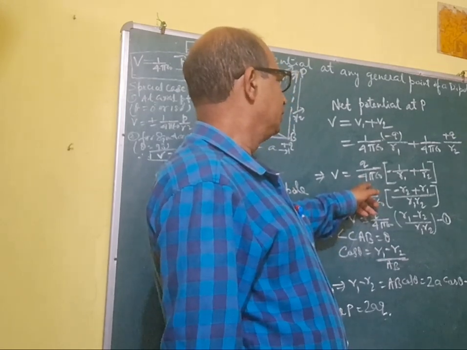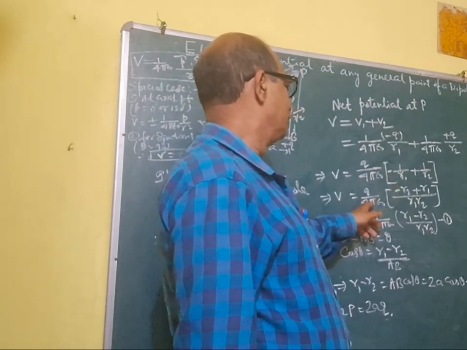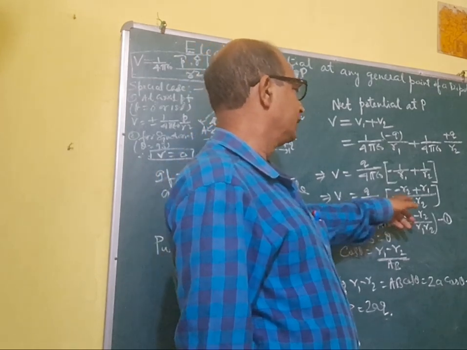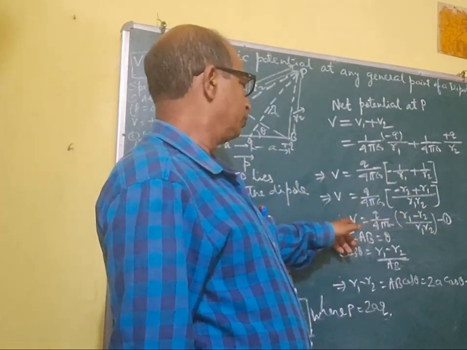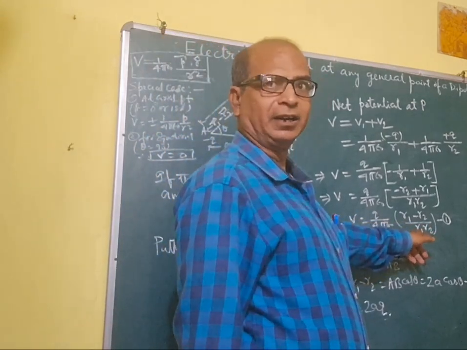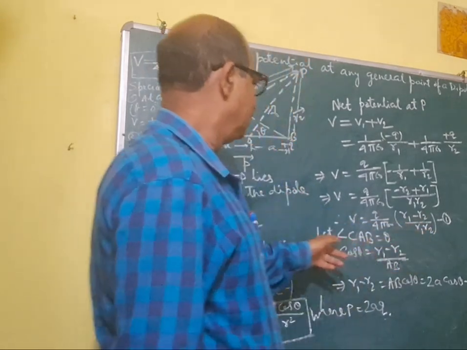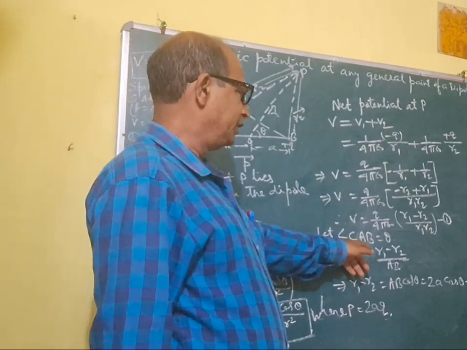Taking Q by 4 pi epsilon naught common, that is equal to minus 1 by R1 plus 1 by R2. Taking the LCM, that is equal to minus R2 plus R1. Therefore V is equal to Q divided by 4 pi epsilon naught, times (R1 minus R2) divided by R1 R2. This is equation 1.